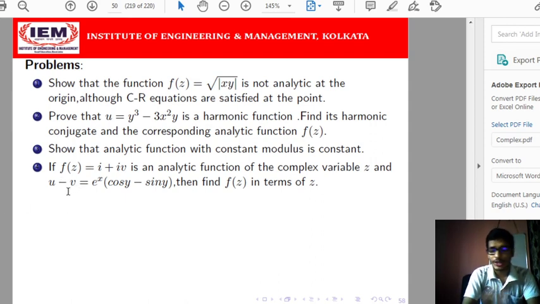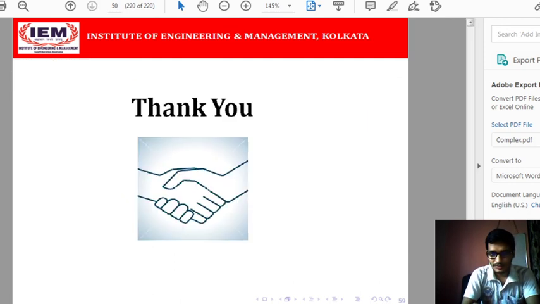Then you can get the values of del u del x and del u del y separately. So since you have got the values of del u del x and del u del y, you can use the Milne-Thomson method, because these are your phi 1 (x,y) and phi 2 (x,y). So you can use the Milne-Thomson method to find the value of f(z) in terms of z directly. So in this lecture I have discussed the Milne-Thomson method, by using which we can directly evaluate the analytic function if either the real or imaginary part of that analytic function is given to us.